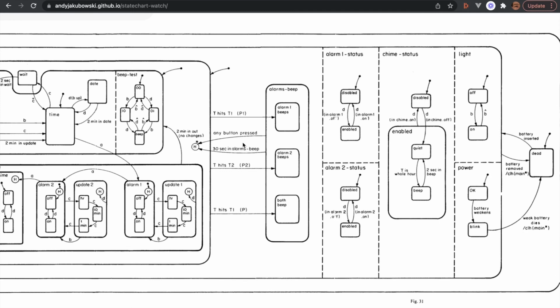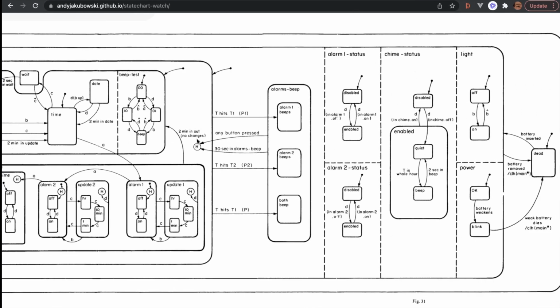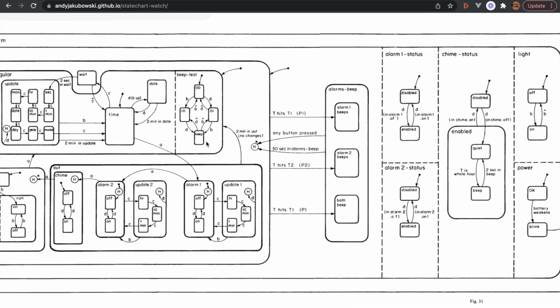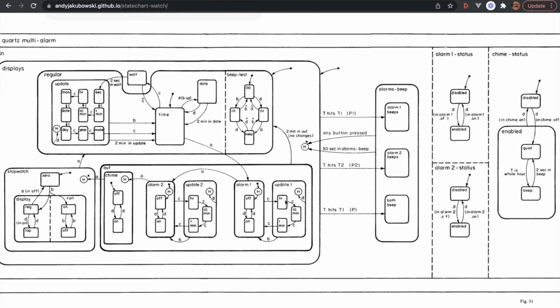Something like that. Did we draw something about this? Let me just have a quick look. Okay, the reason this can't be represented as an orthogonal state is because of this transition right here: on any button press, go back to display. Because what we want to say is it doesn't matter what state you're in, that might still be rendered on the display, but we want to restrict all possible events, and the act of pressing a button lets you go back to where you were.